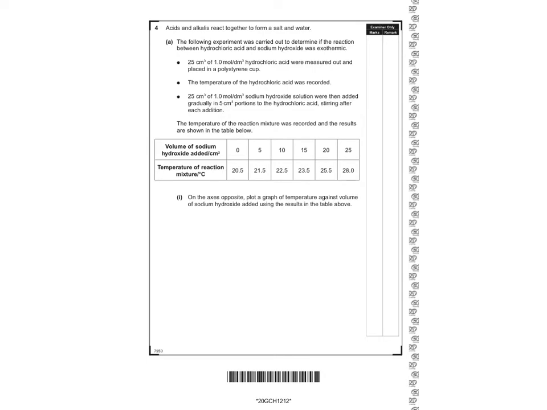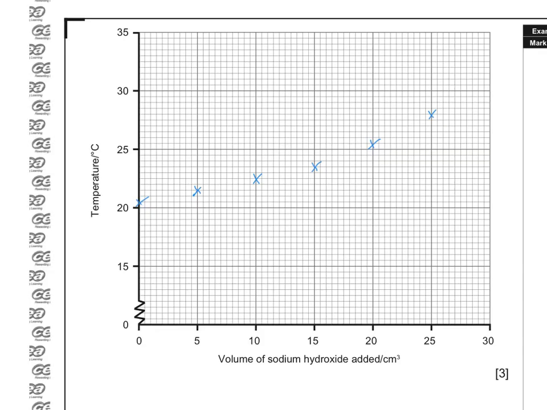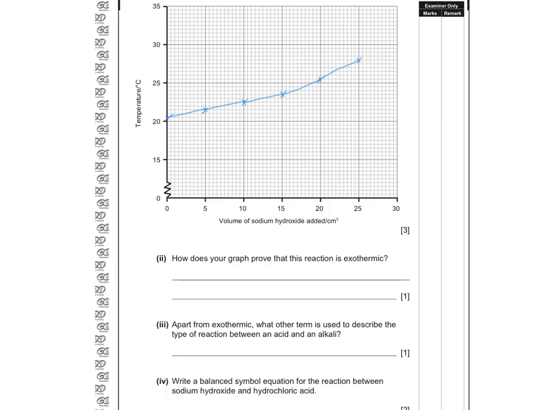Okay, on to question 4. I've already plotted the results, and then we can draw a line of best fit. As you can see, it looks like a curve, so we're going to draw a curve. So part 2 then, exothermic just means that heat is given out. So during the reaction, you'll notice the temperature increasing, and that's what you can see from the graph. So there's a temperature increase.